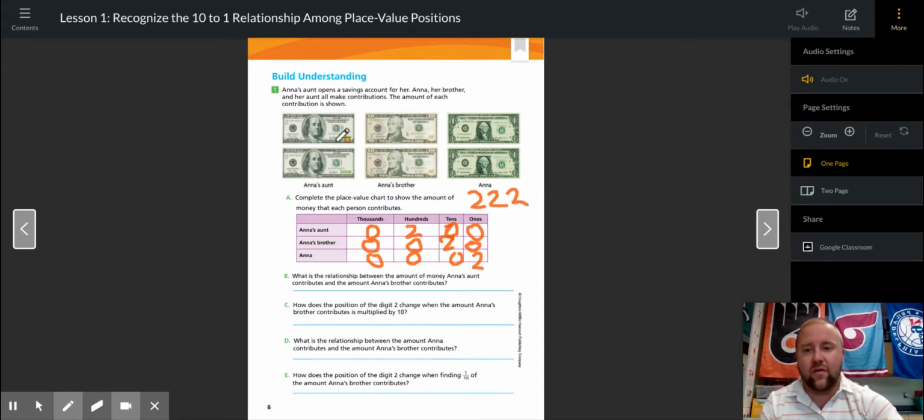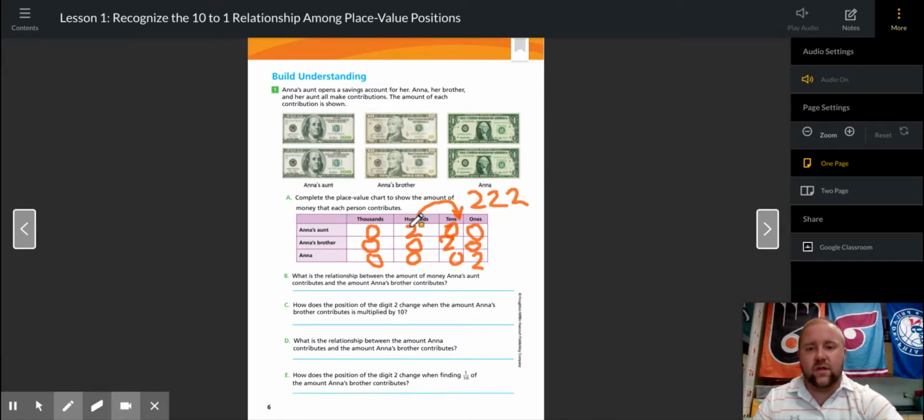So we know that Anna's aunt contributed $200, which is right here, 200. And we know that her brother contributed $20. So when they're asking the relationship, they want to know 200 compared to 20. How are they compared? How are they related to each other? Well, since we have a 2 in the hundreds place and a 2 in the tens place, we know that that is one place value column different, which means every place value column is 10 times the size.